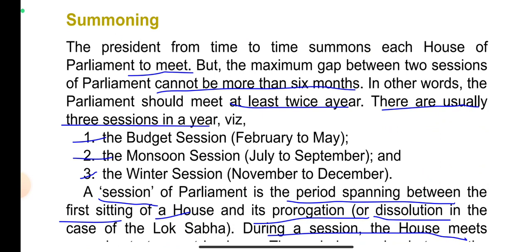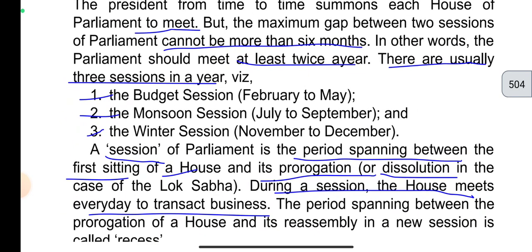In other words, the parliament should meet at least twice a year. There are usually 3 sessions in a year: the budget session February to May, the monsoon session July to September, which is going on now, and the winter session November to December. So we have these 3 sessions.